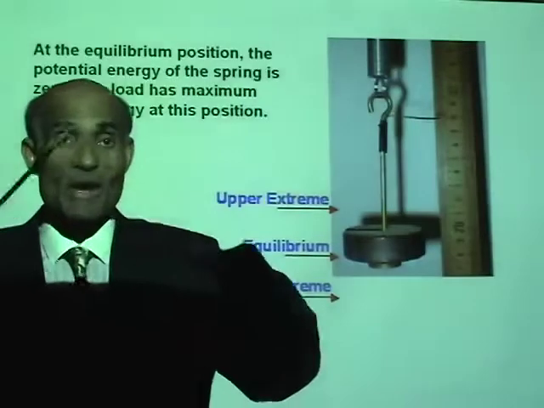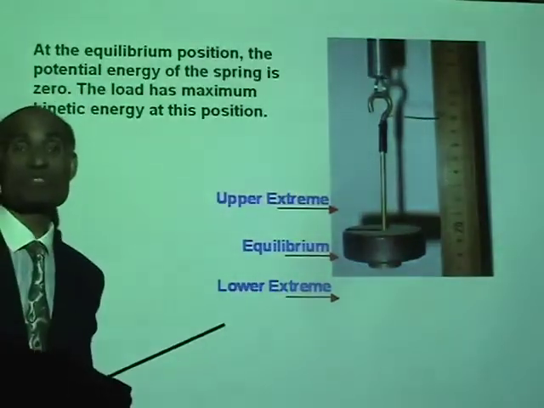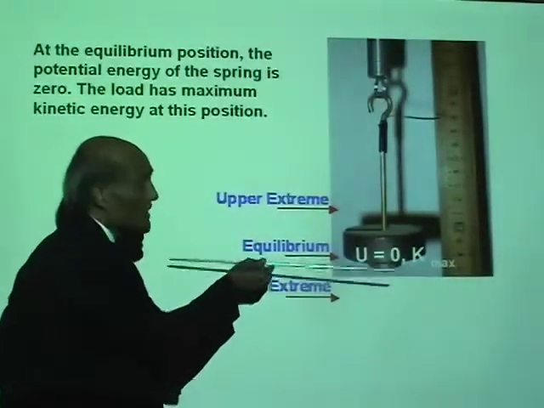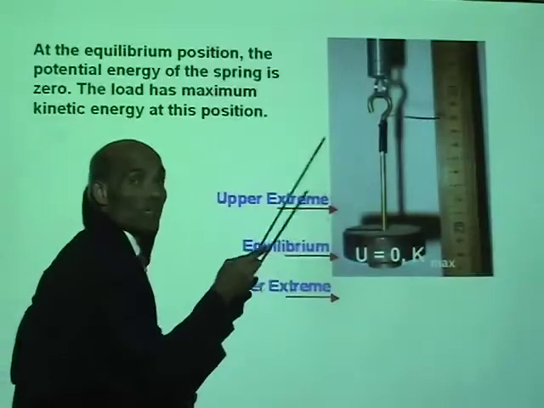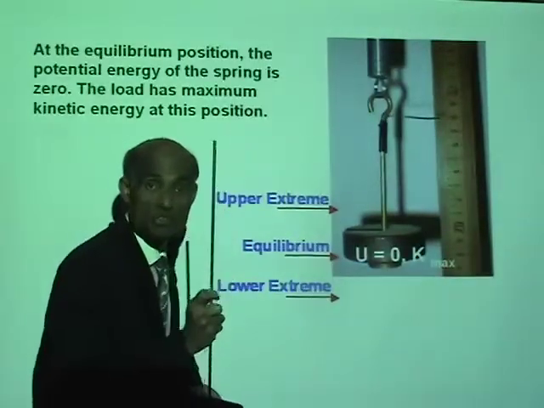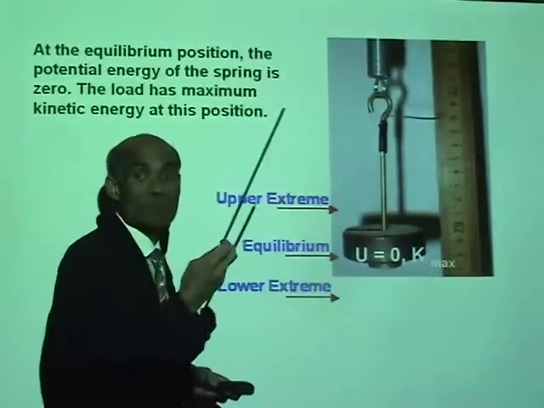So I hope you are able to trace the energy changes that take place during the oscillation. So let's look at the equilibrium position. At the equilibrium position, the potential energy of the spring is 0. The kinetic energy of the mass is a maximum.